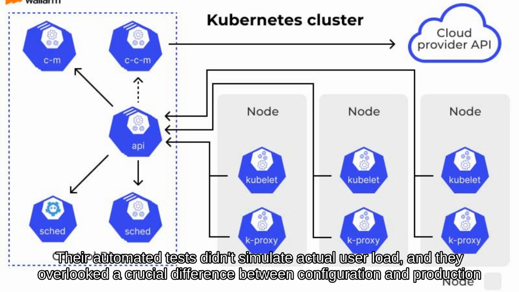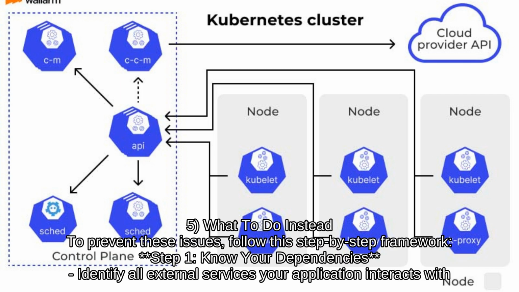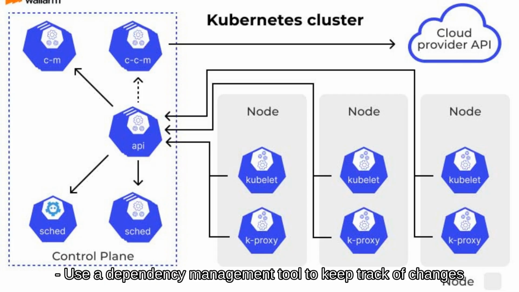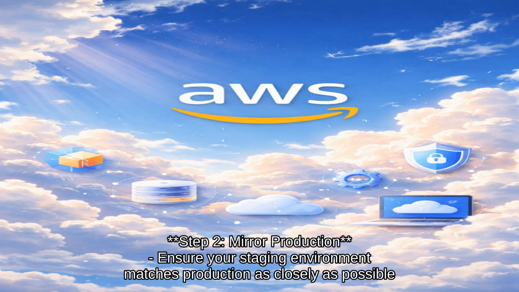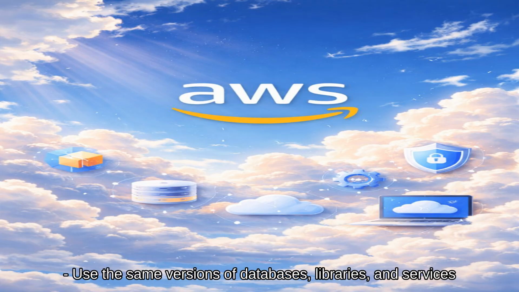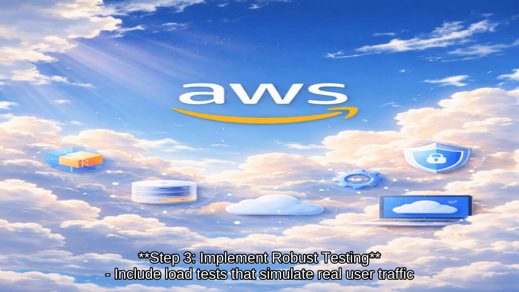What to do instead to prevent these issues: follow this step-by-step framework. Step 1. Know your dependencies. Identify all external services your application interacts with. Use a dependency management tool to keep track of changes. Step 2. Mirror production. Ensure your staging environment matches production as closely as possible. Use the same versions of databases, libraries, and services.